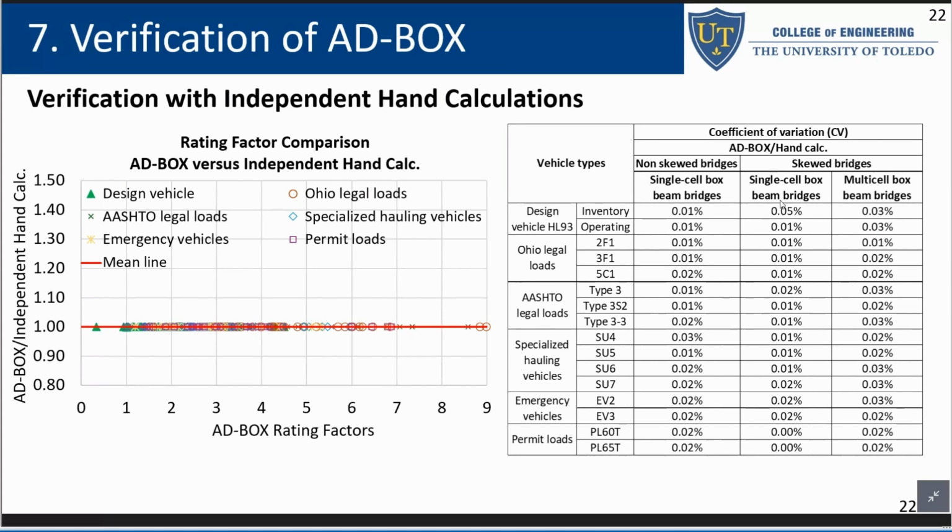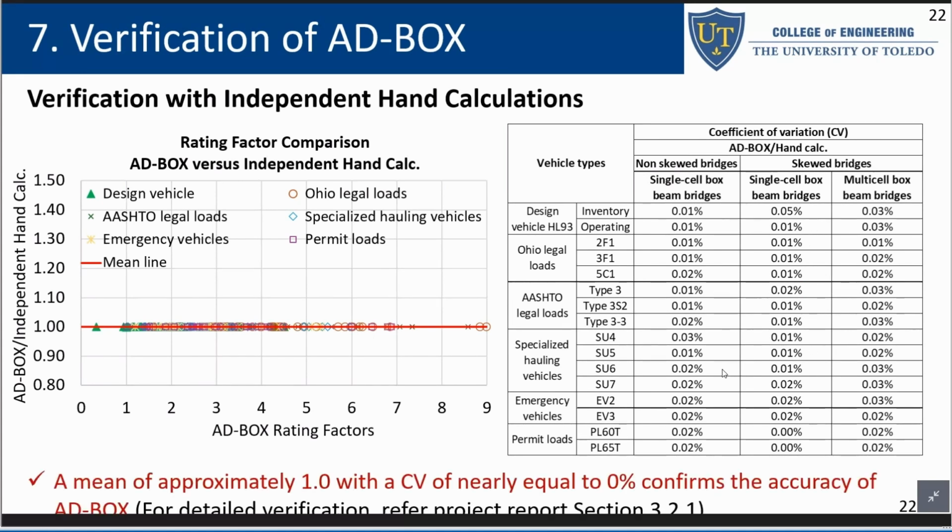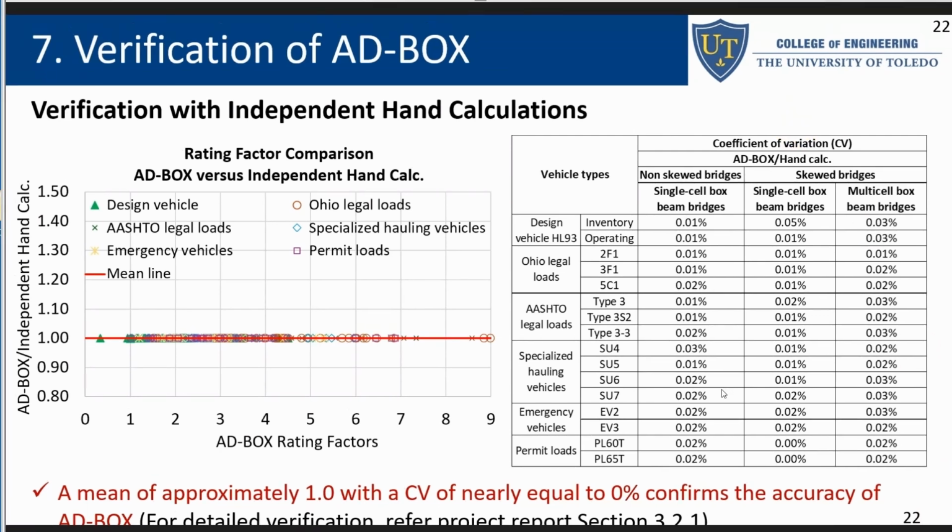We can see the table on the right side of the screen. This is the coefficient of variation of AASHTO to independent hand calculation values. We can see that for every vehicle, the coefficient of variation is almost 0%. Therefore, we can say that the mean of approximately 1 with a CV of nearly 0% confirms the accuracy of AASHTO.